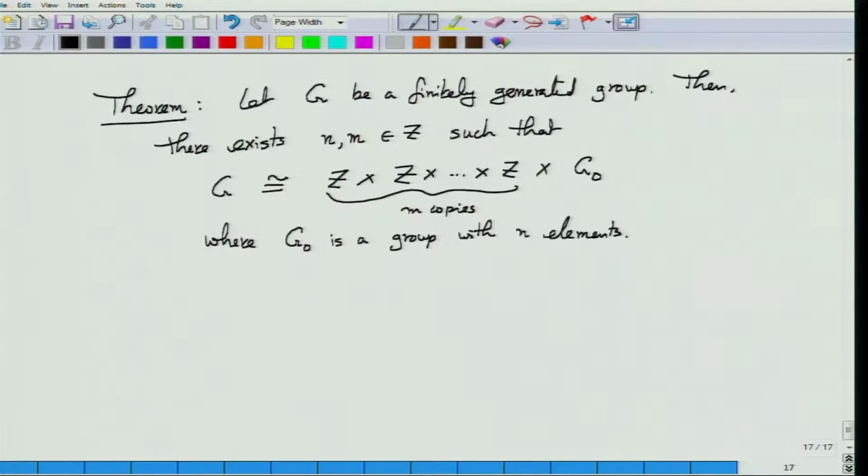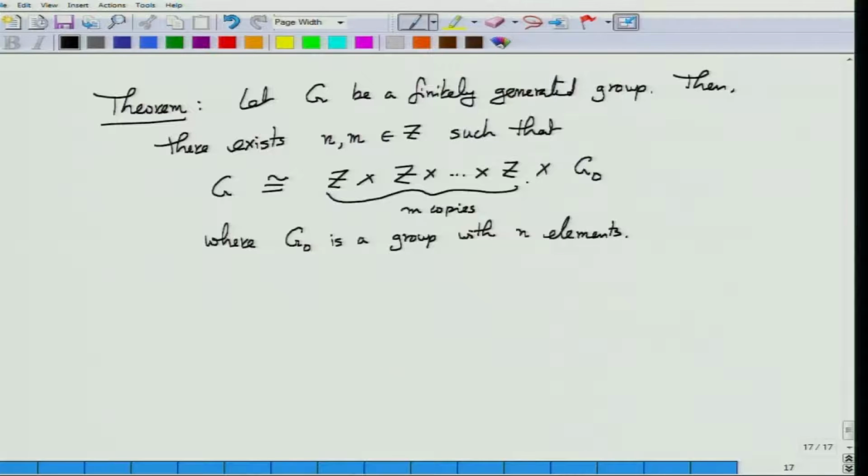Then there exist two integers, n and m, such that G is isomorphic to Z cross up to Z, m copies of this, cross G naught, where G naught is a very small group. It is a group with only finitely many elements, actually n elements. This describes the structure of any finitely generated group, and it is a complete description, because Z we have already seen you can't further split, and the structure of Z is very simple. There is just one element 1 that generates this entire group in a very simple way. So, really we can't have a simpler group than Z, and there are m copies of Z present in it. And then there is a tiny bit of extra, a finite group, which sticks out.